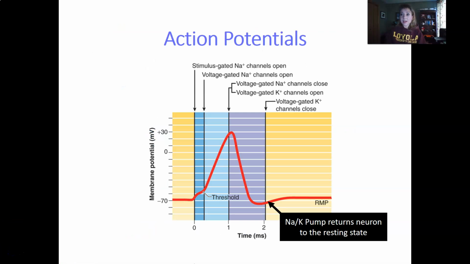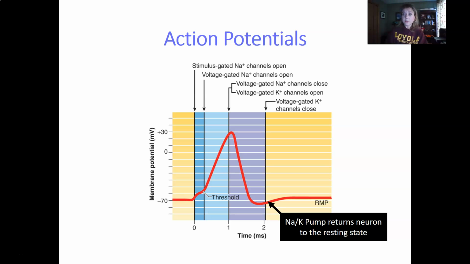All right, so now that we've gone through how the impulse is conducted through the neuron, the next video is going to talk about what happens at the synapse, what happens in order to get this signal to move from one neuron to the next. But before you move on to that, I just wanted to mention one thing. After the refractory period, how is it that the neuron gets back to its resting membrane potential? Well, during the refractory period, the sodium-potassium pump goes to work.